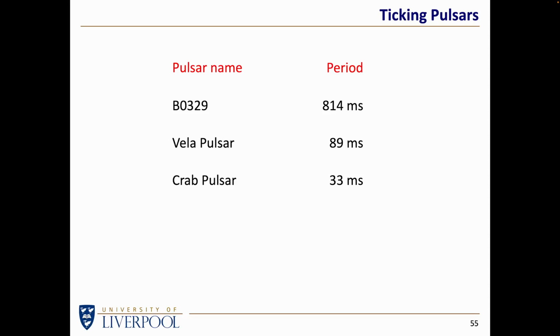So fast we can't hear the individual pulses, it sounds like a hum. 30 rotations per second from the pulsar in the Crab Nebula. Again, so fast we can't hear the individual pulses, rotating 5 millisecond period. And the fastest one we know?